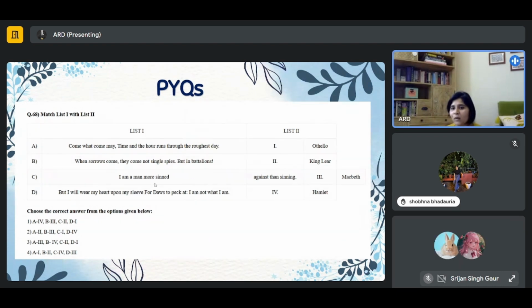हाँ, Iago says this na in Othello. He says that I am not what I am. We know Iago through this catchphrase, that what I am appearing, I am not that, right? So Iago, so this quote will match with Othello. ठीक है?